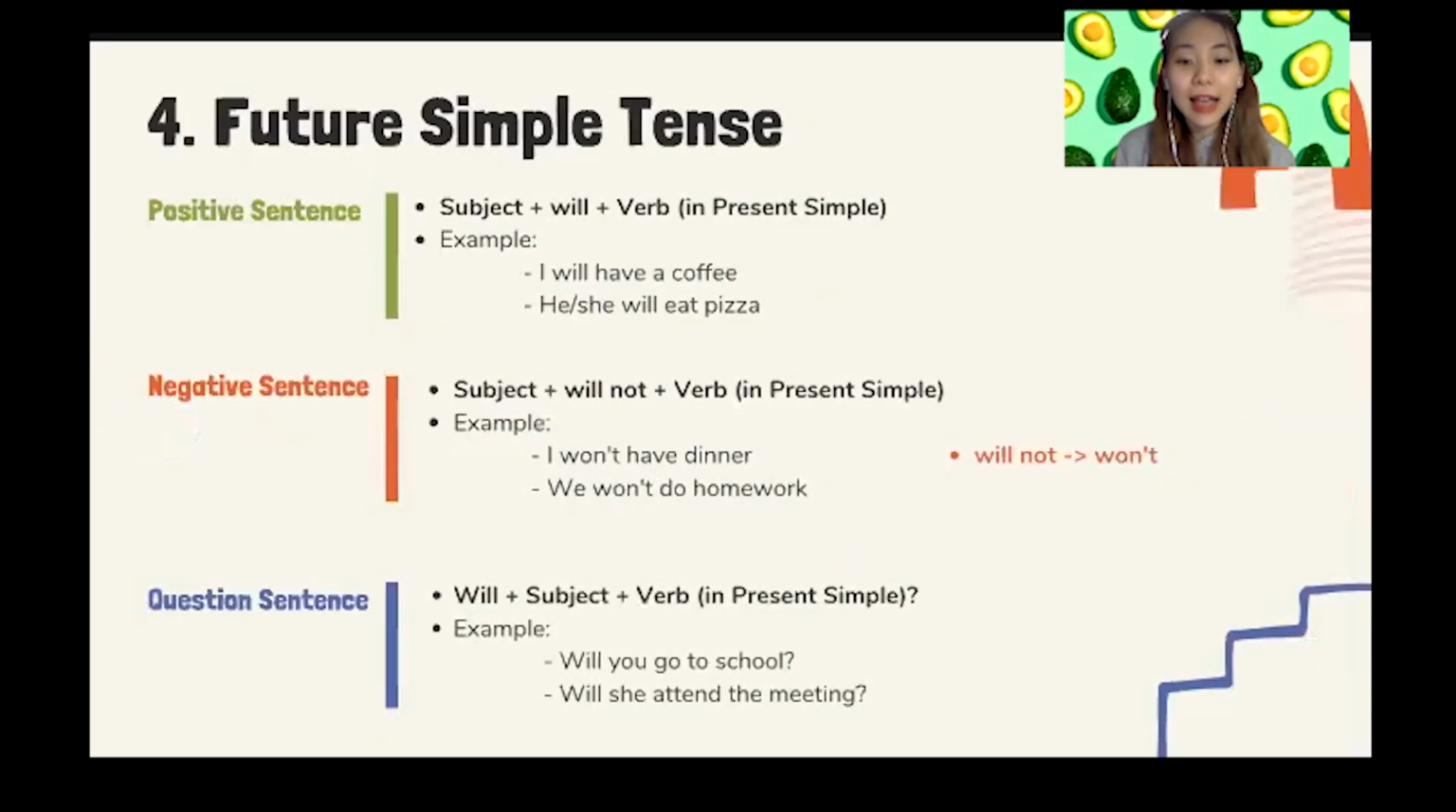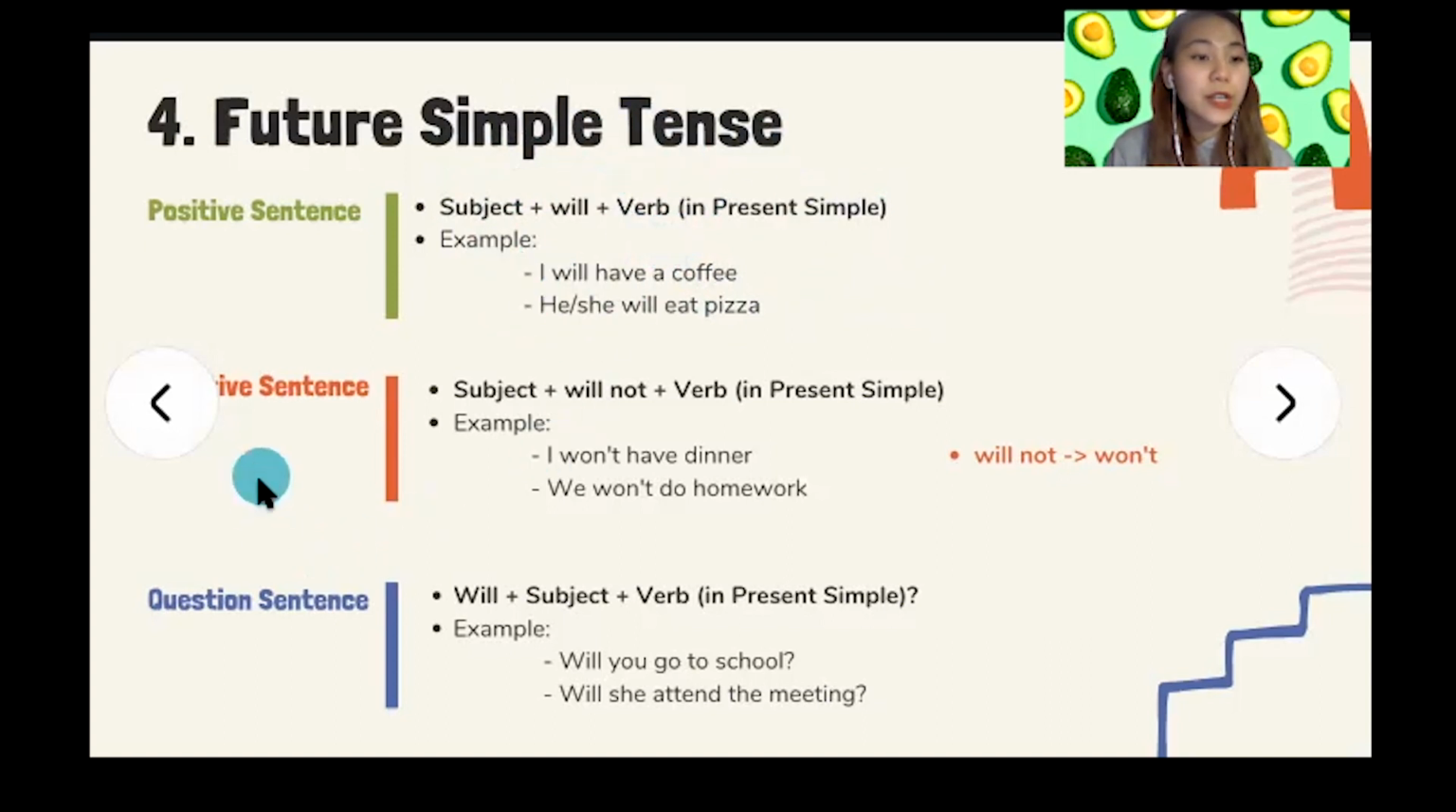The last and final tense is future simple tense. So future simple tense is used when you make a prediction about your future, you think that something will happen, or you decide to do something spontaneously at the time of speaking, but you haven't made a decision before. For positive sentence, it is subject plus will plus verb in present simple. So for example, I will have a coffee. He or she will eat pizza. So you would just add the will before the verb, and the verb is in present simple.